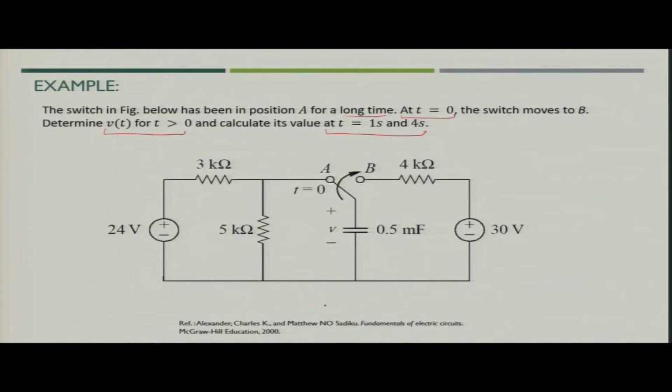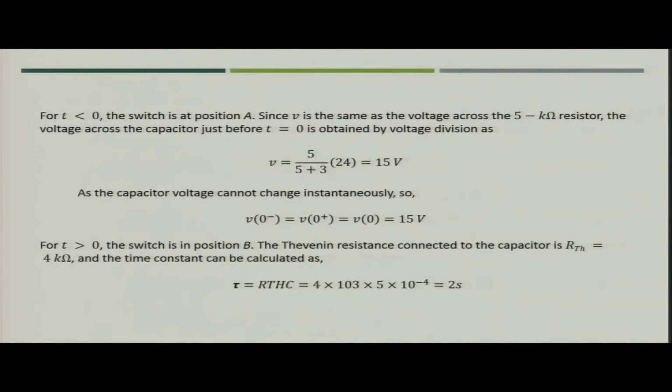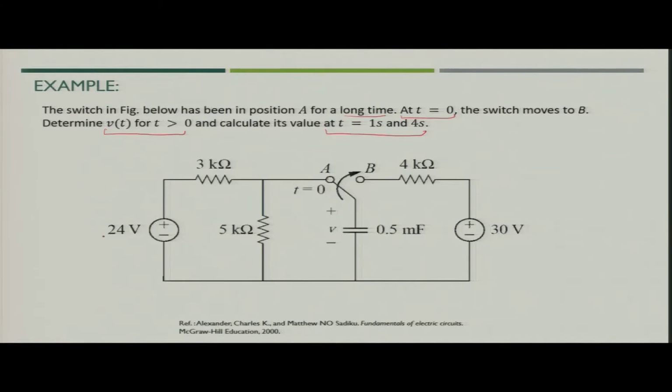Now, if you see this particular circuit, the value which you need to first find out is the value of the voltage across the capacitor at time t equal to 0 minus, meaning just before the switch was thrown from A to B. Now, if you see the circuit, you can easily find out the value of voltage across the capacitor, because at time t equal to 0, the voltage source value is 24 volt.